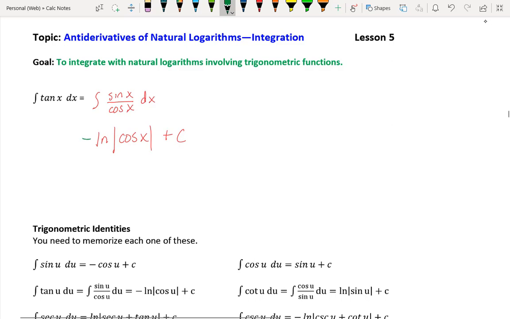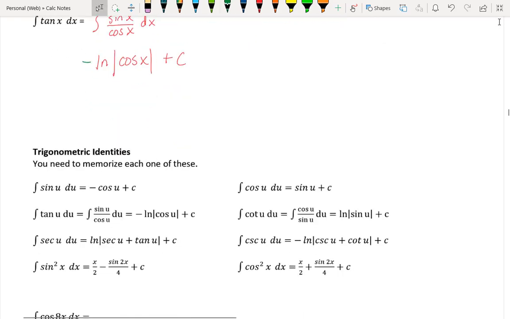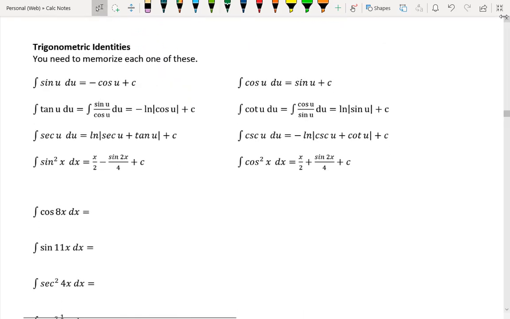So I do need to put a negative out on the front here. Okay? And that is what you see down here in this list of trigonometric identities that you need to memorize. That's this one right here. And we know the top one, the integral of sine of u du equals negative cosine of u plus c. That one we know. We know the integral of cosine is sine. But along with the integral of tangent, on the right-hand side, we also have the integral of cotangent. And so, looking at it the same way that I did in the warm-up, I would take the integral of cosine u over sine u, and that becomes ln of sine u plus c.